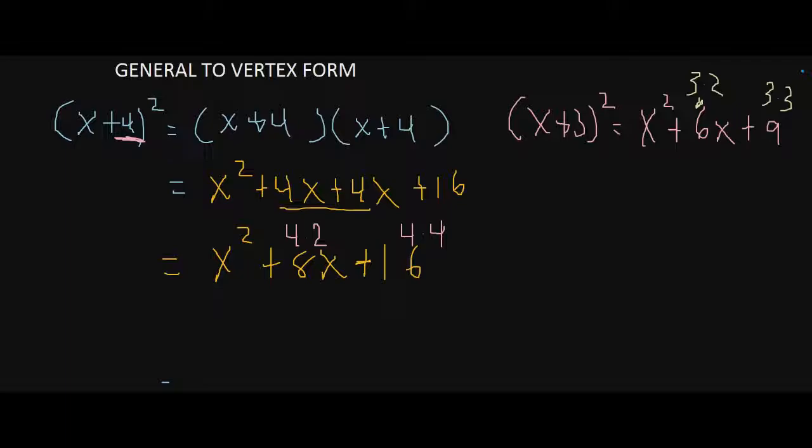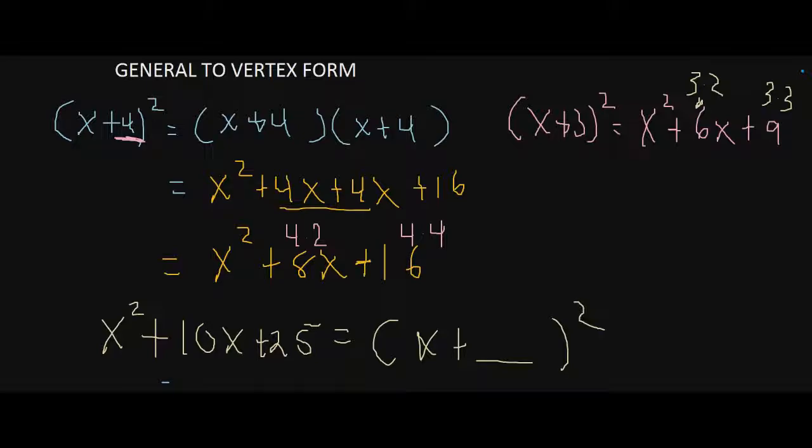Now, for example, let's say I gave you the equation x squared plus 10x plus 25 is equal to (x plus blank) squared. Let's think about that for a minute. If you look at these example problems, we took this number and multiplied it by 2 to give me the middle term. So if I'm starting with the middle term, what can I do to get the number that goes in there?